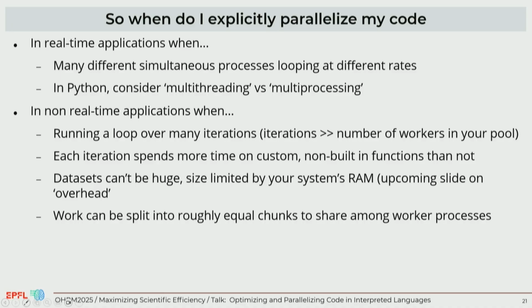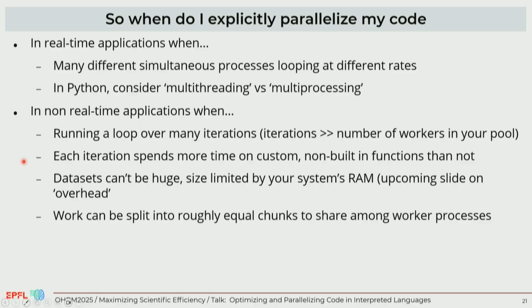And then in non-real-time stuff, the specific situation you'd look for is you're running a loop with a lot of iterations. The number of iterations is way more than the number of workers you have. The reason why that's useful is because each worker you start has a bunch of overhead for starting the interpreter on that worker, copying the data to that worker. So your first iteration on all your workers will be pretty slow, and then it'll finally get up to speed. So to get the most out of parallelizing, you want to have way more iterations than the number of workers that you're splitting those iterations up among.